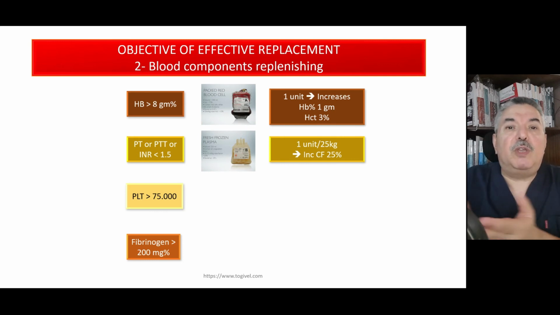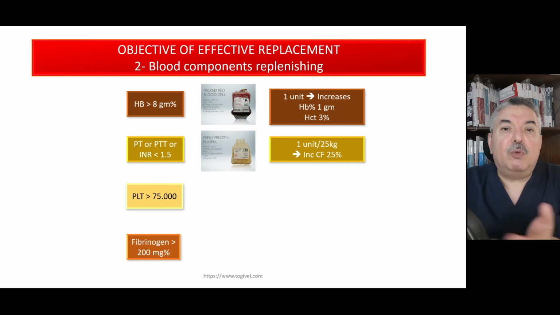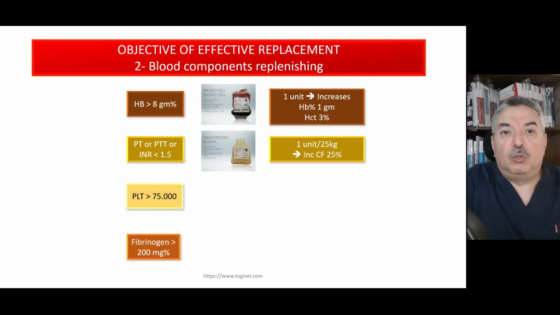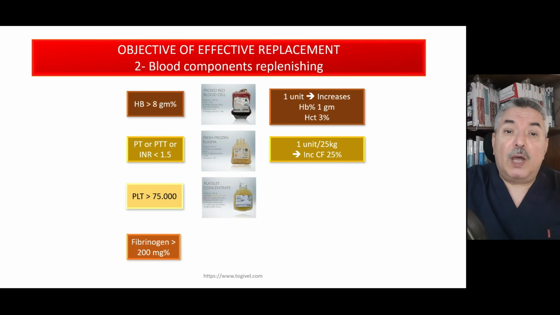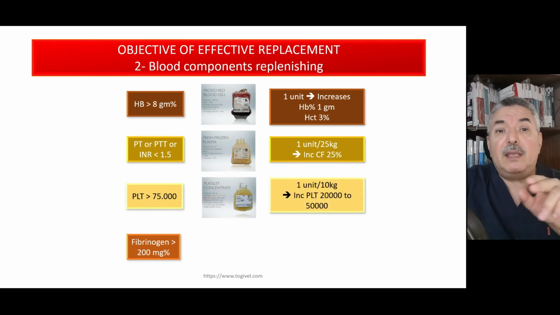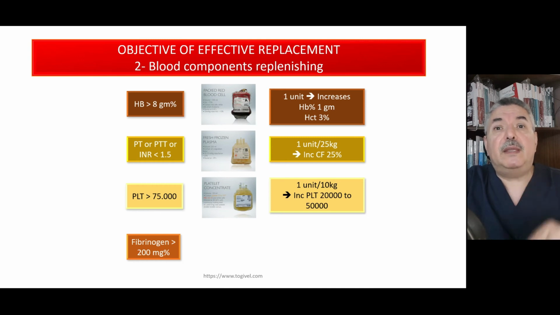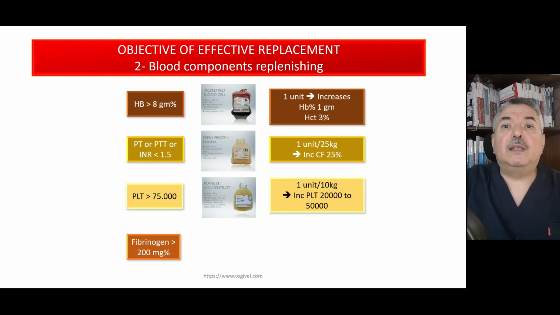Now, if the patient bleeds, you need to give 1 liter of plasma. How can you give 1 liter for a patient who is already loaded? You will go into volume overload and you will go into pulmonary edema. Now for platelets. Every 1 unit platelet concentrate per 10 kilogram of patient's weight will increase the platelets between 20,000 to 50,000. So if the patient is, for example, let's go with 100 kilograms, this means that I need 10 units. The unit is 50 milliliters, so I need 500 milliliters of platelet concentrate.